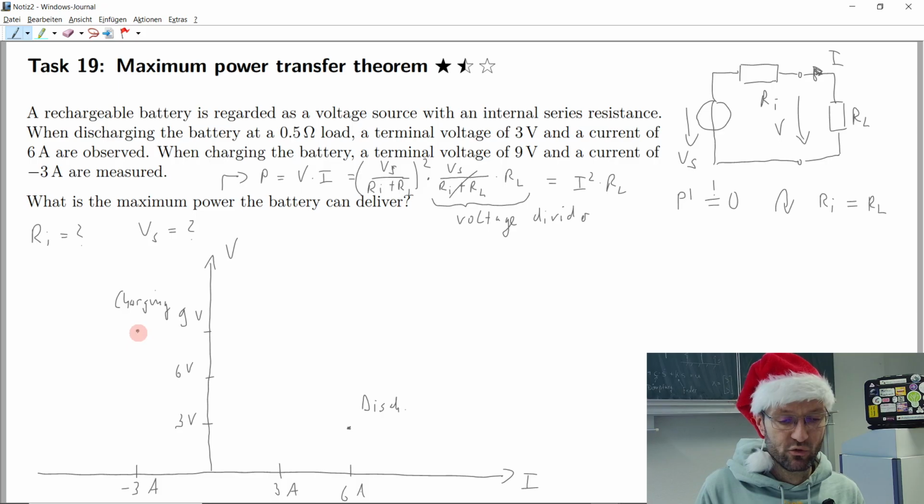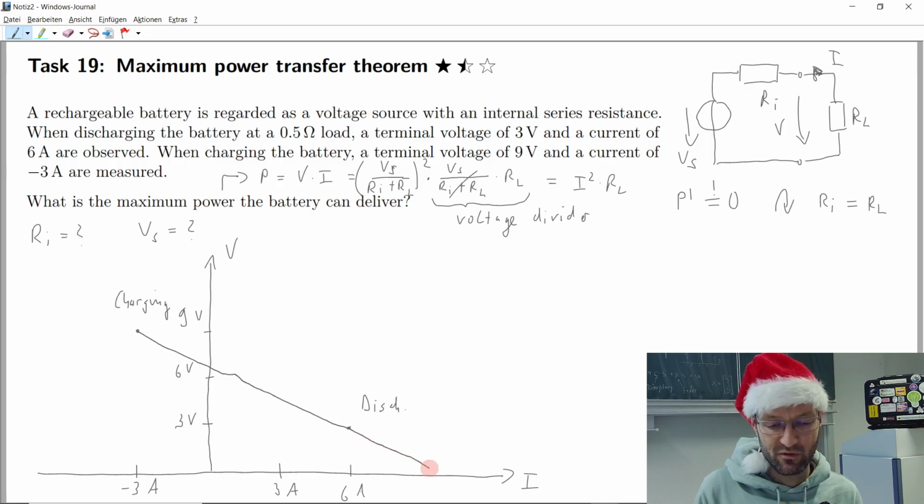And now I could draw a line in between because it's a linear system. Linear systems should behave according to linear functions and linear equations, and the graph of a linear function, without a buckle in between, should be a straight line. And from this line, from this schematic, how can we determine the source voltage and the inner resistance?